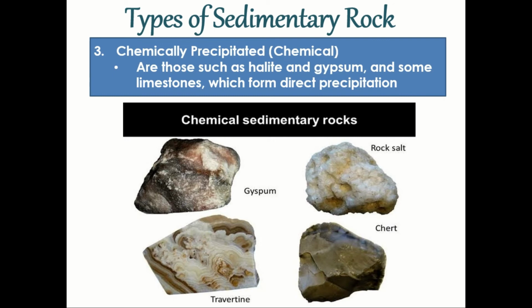Next is chemically precipitated, or chemical sedimentary rocks. These are rocks such as halite or gypsum and some limestones, which form by direct precipitation. It means that from a solution, it precipitated into what it is now. Examples of these are gypsum, travertine, chert, and rock salt. As you can see, an example of this is rock salt. From salty water forms our rock salt.